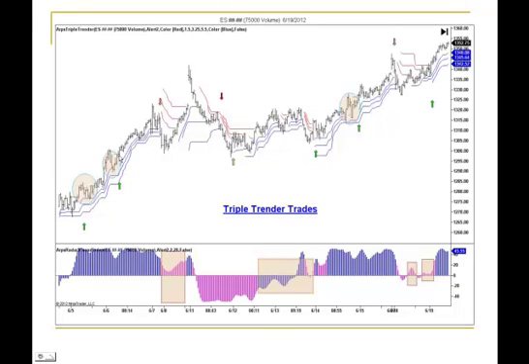Here they're all in alignment again. We re-enter long and stay in until the short-term or the medium-term or the long-term are broken on this bar right here.